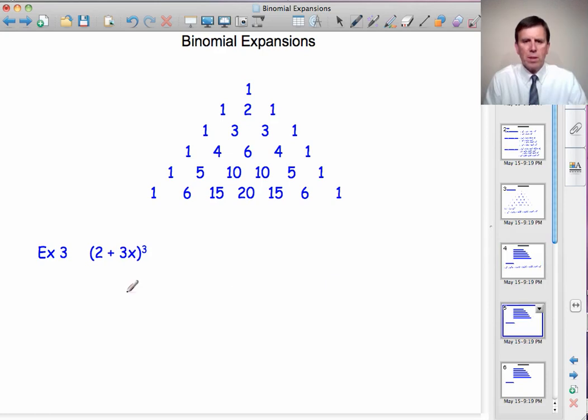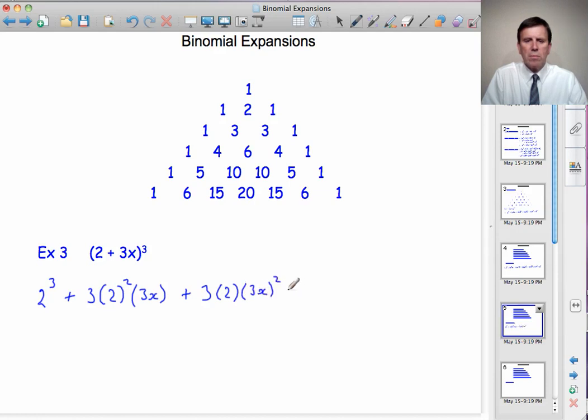Now let's move on to example 3. This is more like a typical exam question. 2 plus 3x all cubed. So if we're going to cube something, I want the line of coefficients with the 3 in it. 2 is our a, 3x is our b. So what we want is 2 cubed plus 3 lots of 2 squared, good idea to keep it in brackets, multiplied by 3x to the power 1, plus another 3 for the coefficient, 3 times 2 to the power 1 times 3x squared, plus 3x cubed. So that matches the patterns we had when we were dealing with a's and b's. It's like a cubed plus 3a squared b plus 3ab squared plus b cubed.